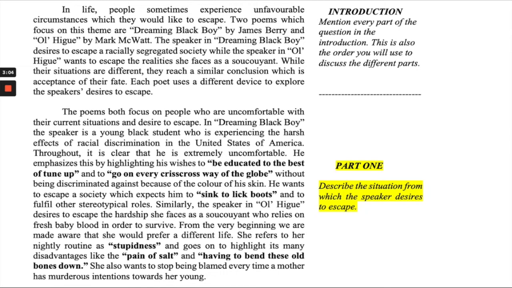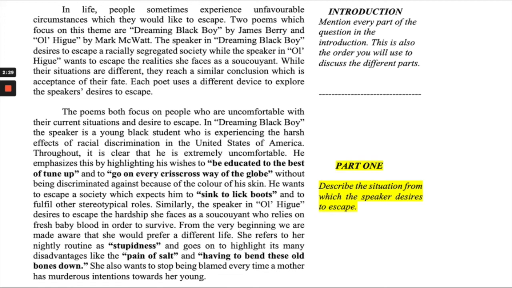Now, some writers may choose to split this into 2 and discuss Dreaming Black Boy and Old Higue separately, but I put them together. It depends on you, really. The poems both focus on people who are uncomfortable with their current situations and desire to escape. In Dreaming Black Boy, the speaker is a young black student who is experiencing the harsh effects of racial discrimination in the United States of America. Throughout, it is clear that he is extremely uncomfortable.